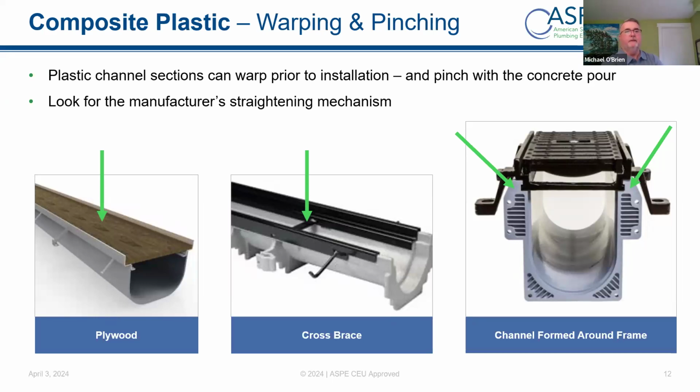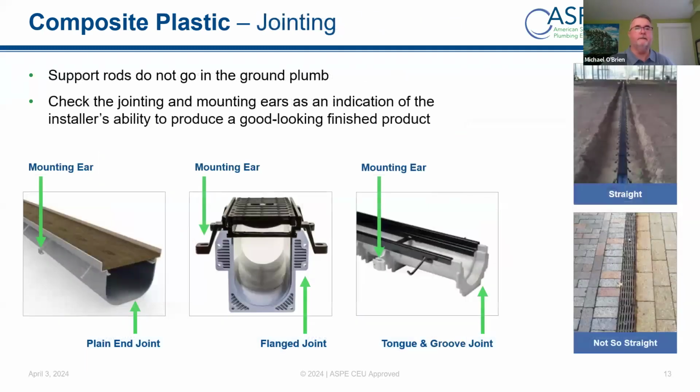Some of the things that people do is maybe they'll provide some plywood, or the contractor will put some plywood in the channel to keep it from pinching, or they'll use a cross brace seen in the middle that may or may not stay in after the installation, but again, it keeps that concrete from pushing the plastic into each other. And then there are some where it's actually formed as part of that cast iron frame that supports the channel.